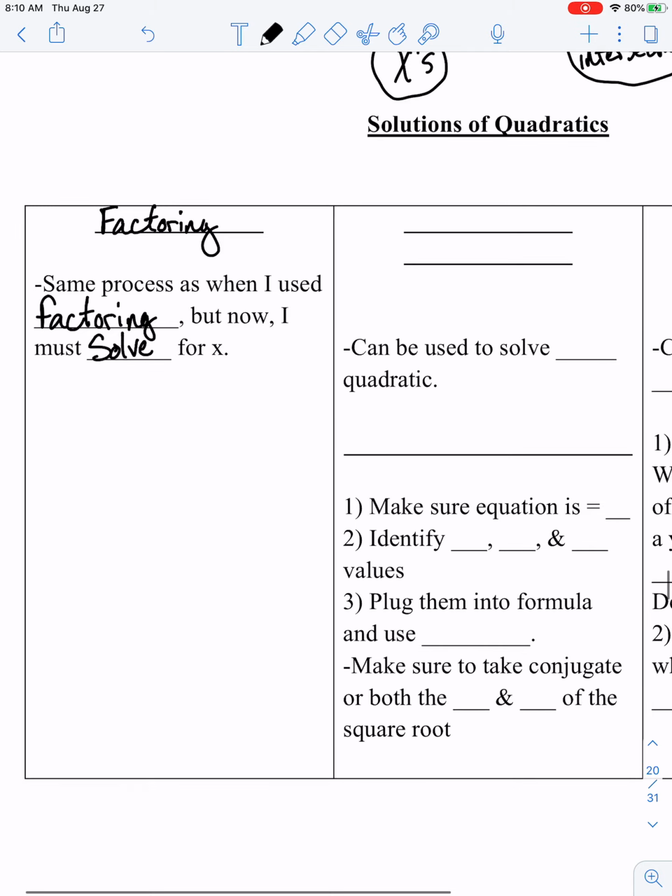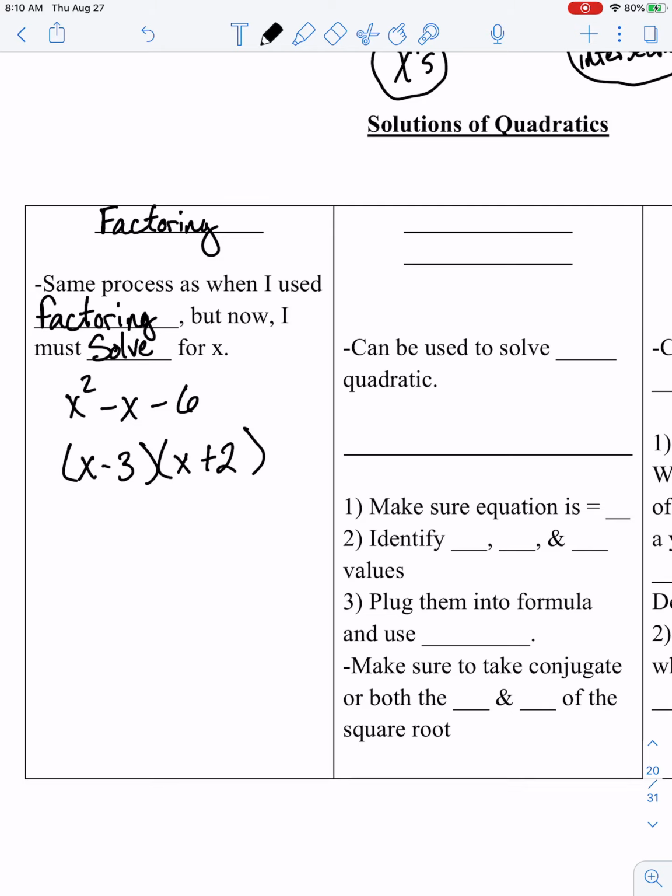Okay, so for example, if I have x squared minus x minus 6, and I want to factor this, it could be x minus 3 and then x plus 2 would be the factors, because x times x is x squared. Or I'll just do the box method really quick.